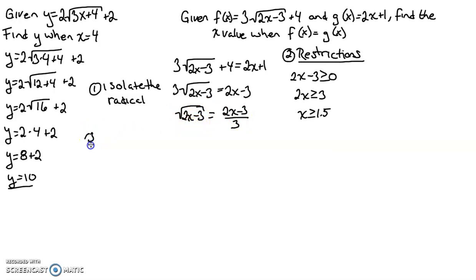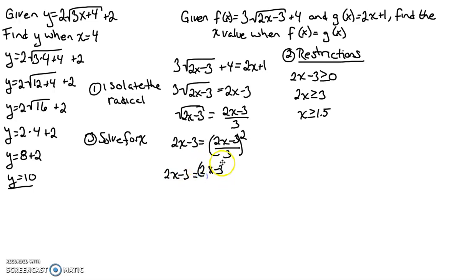So our third step here is to solve for x. If we square both sides, that'll get rid of our square root sign. So let's do that. We'll end up with 2x minus 3 equals 2x minus 3 over 3, all of this squared. And if we square that, we'll end up with 2x minus 3 equals 2x minus 3 times 2x minus 3, all over 3 squared.